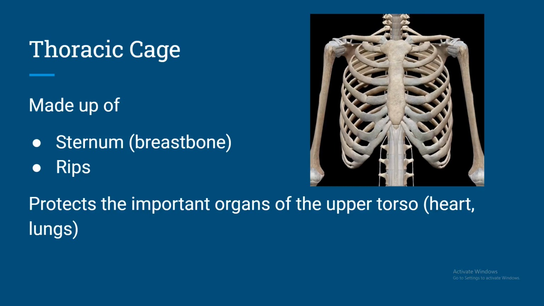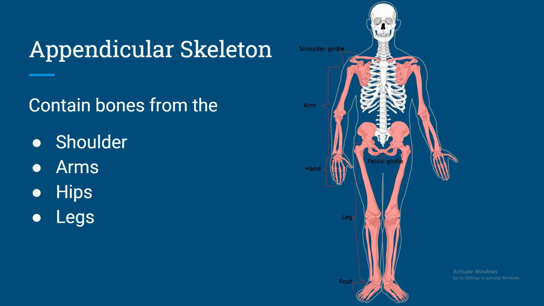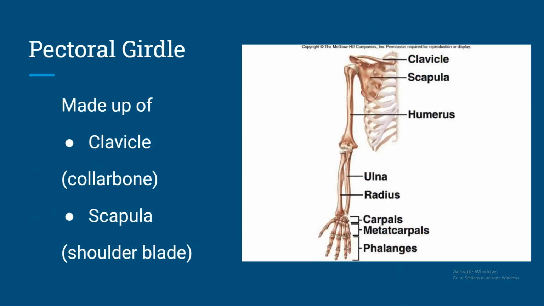Now let's move on to the second main section of the bones, which is the appendicular skeleton. It contains bones from the shoulders, arms, hips, and legs. Let's talk about the shoulder first, or the pectoral girdle. It's made of the clavicle and scapula.